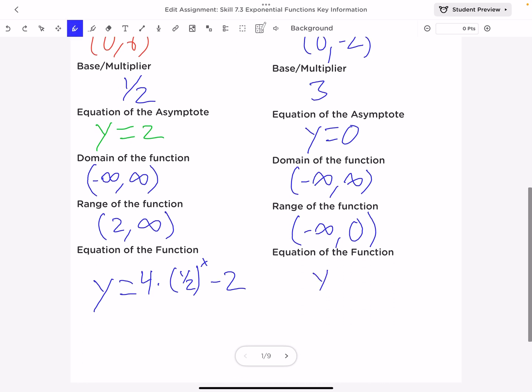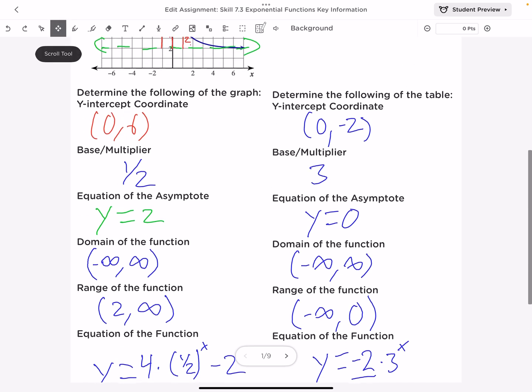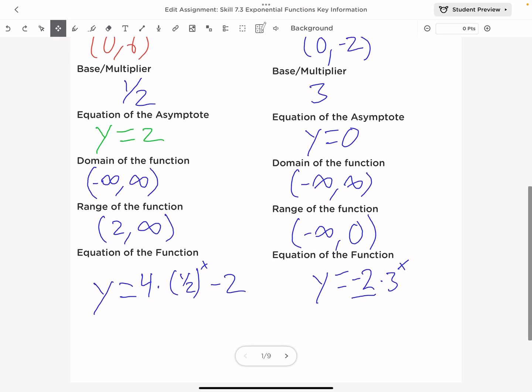And so my equation is just going to be y is equal to negative 2 times 3 to the x, right? The negative 2 comes from my y-intercept, which shows that I'm 2 below my asymptote, and the 3 to the x is my multiplier.